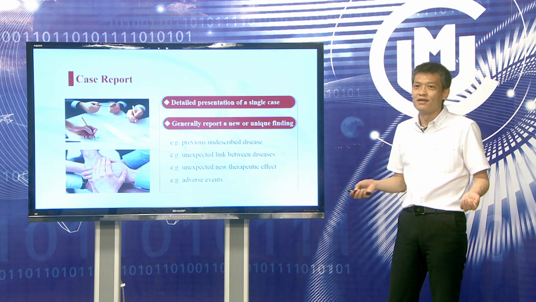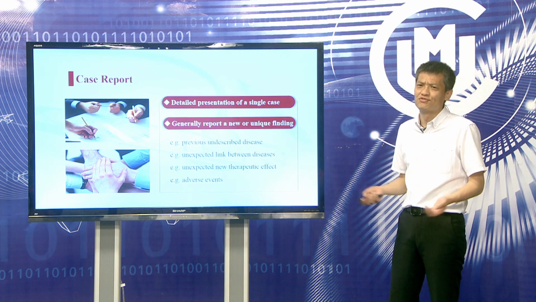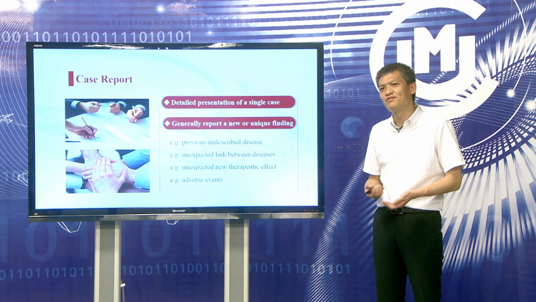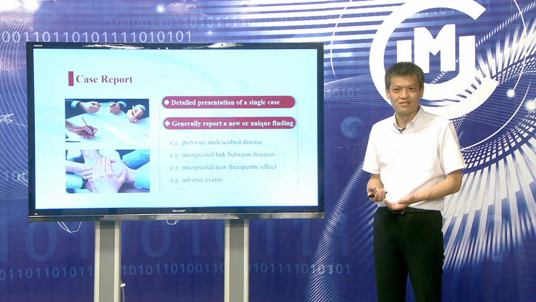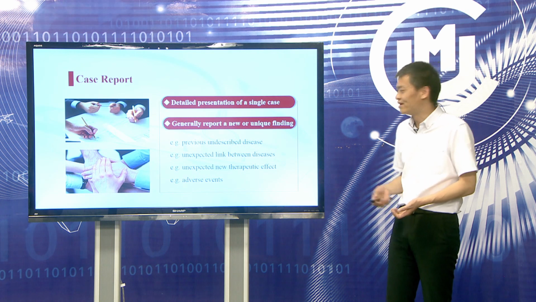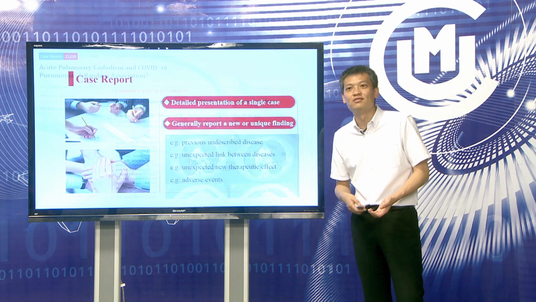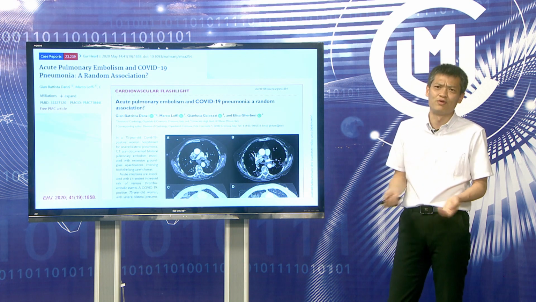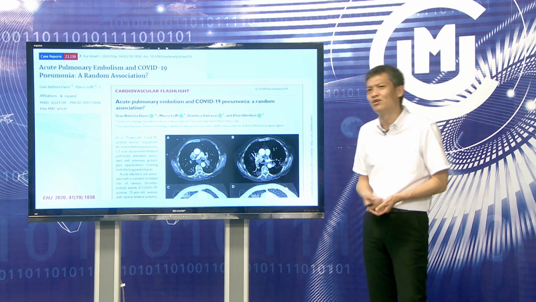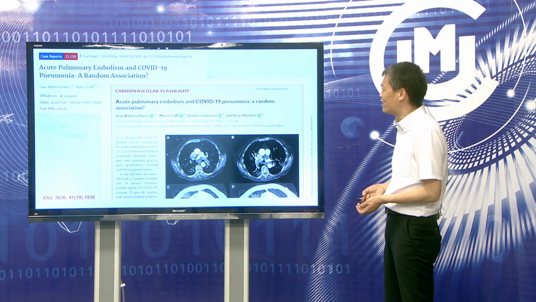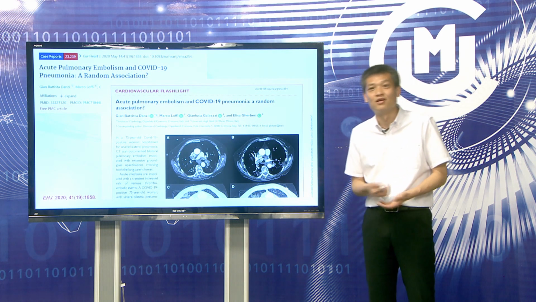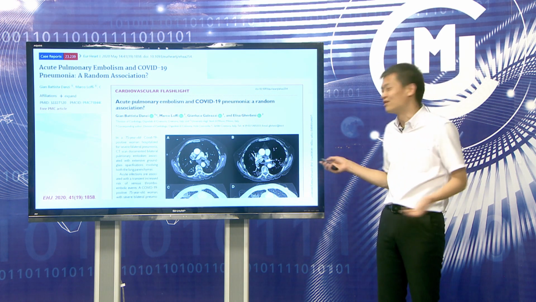A case report is a detailed presentation of a single case and generally reports new or unique findings, for example, a previously undescribed disease or rare adverse events. This is an example of a case report published in the European Heart Journal on acute pulmonary embolism and COVID-19. COVID-19 is a new infectious disease. This is a case report.